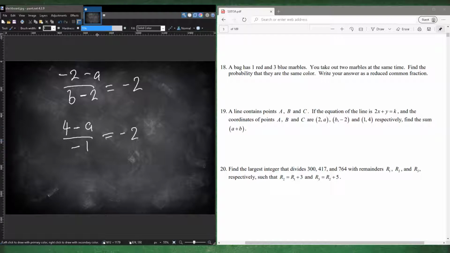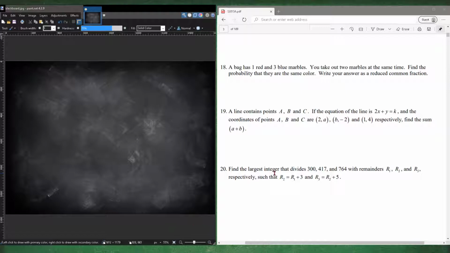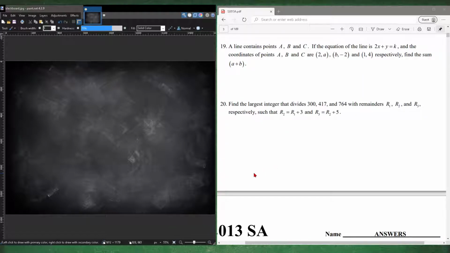So using this equation first, because there's only one variable, we have 2, and then 4 minus 2 equals 2. So a equals 2. Now we can plug it into this one. So that's -4 over b minus 2 equals -2. And then we can switch places. So -4 divided by -2 is 2 equals b minus 2. So b equals 4. So we have 2 plus 4 to get a plus b, and that equals 6. And that's your answer for number 19. Okay, so simple manipulation of variables.